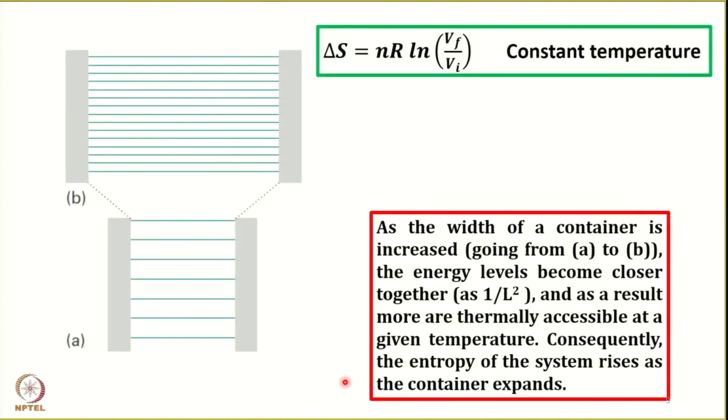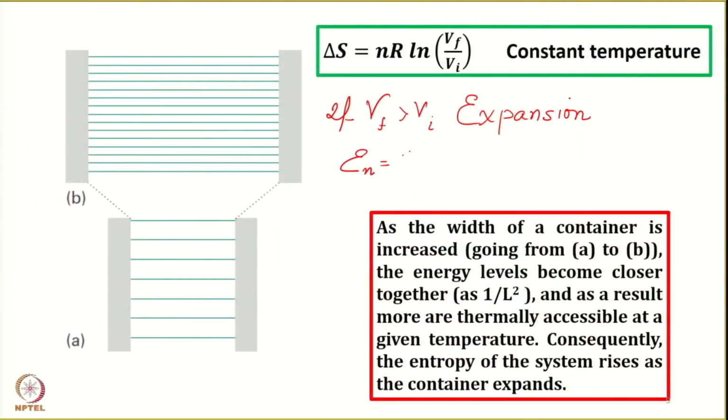Now delta S is equal to nR log Vf over Vi. Obviously, as we have been discussing, if Vf is greater than Vi, that means we are talking about expansion. And remember, for the sake of discussion, if we restrict to one dimensional translational motion, then En was equal to n square h square over 8 mL square, right? And if it is allowed in 3 dimensions, then you have E n1, n2, n3 equal to n1 square h square over 8 mL1 square plus n2 square h square over 8 mL2 square, and so on. I am not going into those details because we have already covered that.